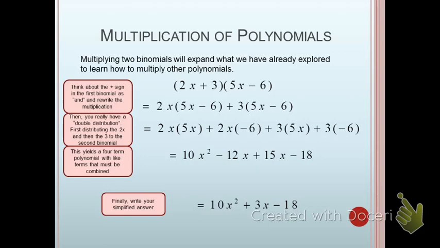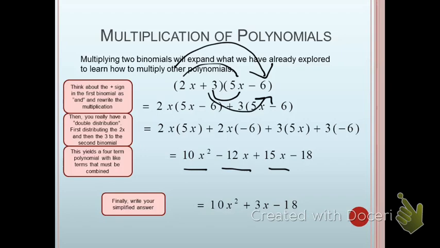In this example, we're multiplying a binomial times a binomial. So in this example, actually, we're going to have to use the distributive property twice. First, we're going to have to distribute the 2x to the second binomial, and then we'll need to distribute the 3 to the second binomial. So 2x times 5x is 10x squared. 2x times -6 is -12x. Now distributing the 3. 3 times 5x is 15x, and 3 times -6 is -18.